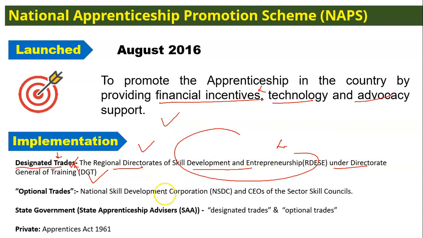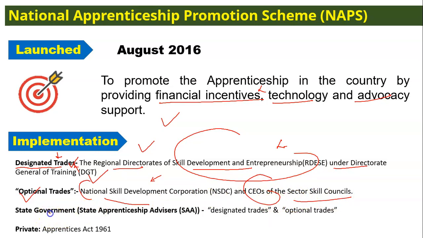And the second one is optional trade. Under optional trade, if you want to do some apprenticeship, you can do it in accountant executive, advanced machinery assistant, back office assistant. So these come under optional trade, and this will be taken care of by the National Skill Development Corporation and the CEO of the sector skill councils.